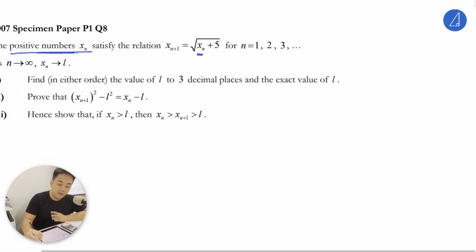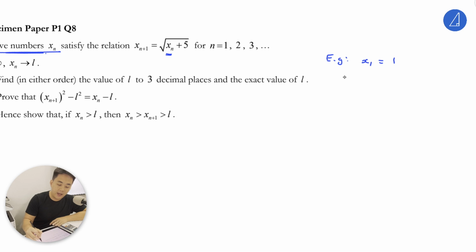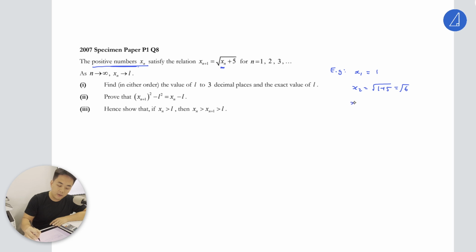Basically, for example, if my first term is 1, then my x2 will follow this rule: root 6. Okay, x3 will be what? x3 will be root of (root 6 plus 5). Then I'll get this value here.